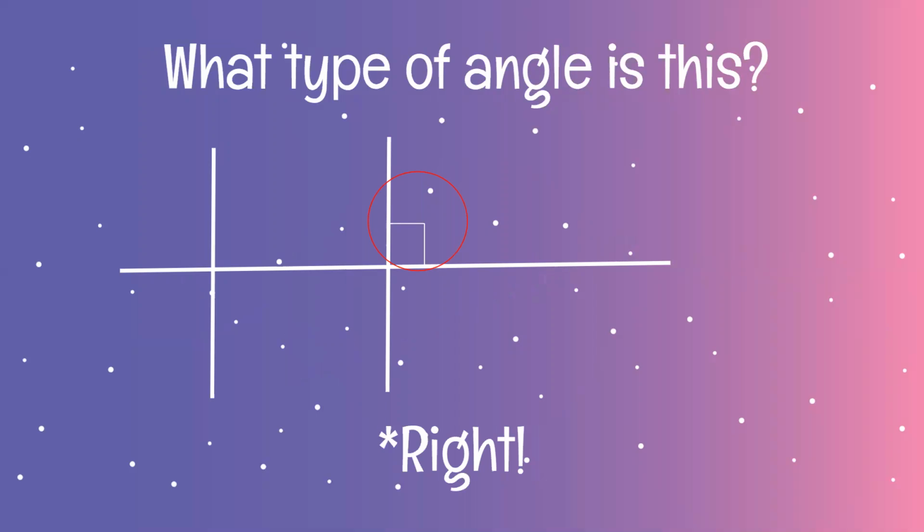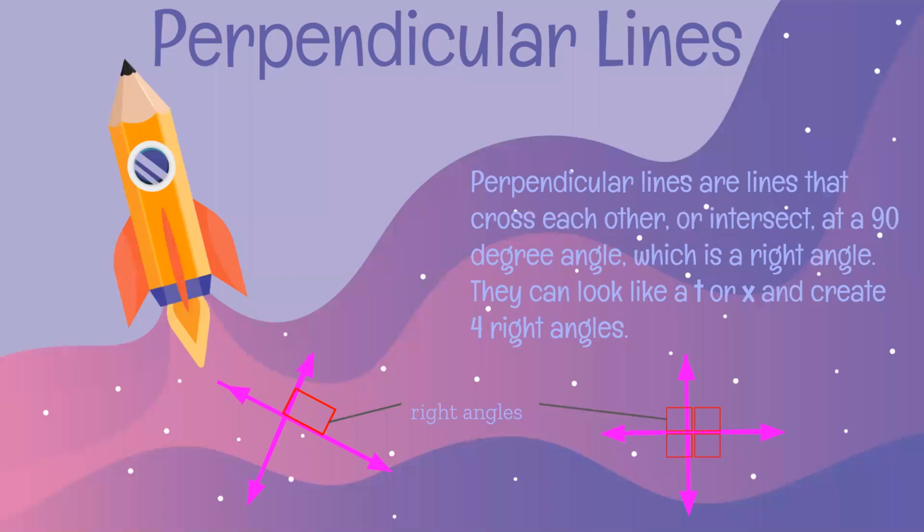Now that we have a basic understanding of the types of angles, let's look at perpendicular lines. Perpendicular lines are basically lines that cross each other, or intersect, at 90-degree angles. When you see perpendicular lines, you'll see a square or a box at that angle where they cross each other. This shows you that they are intersecting at a 90-degree angle. Perpendicular lines can look like a lowercase t or an X.